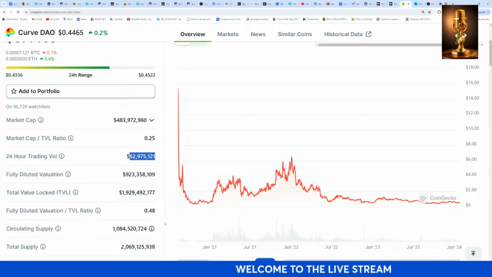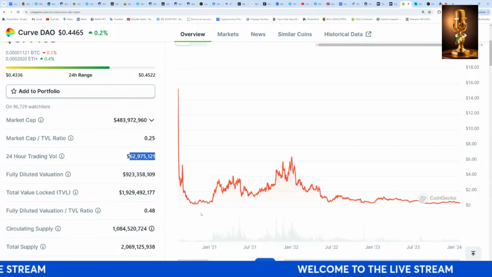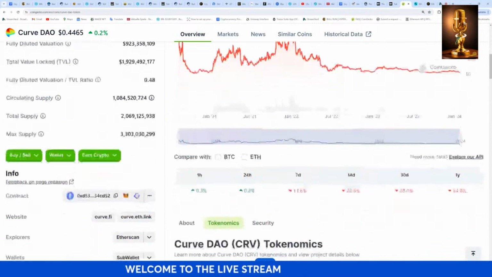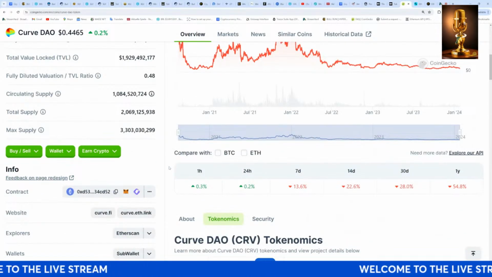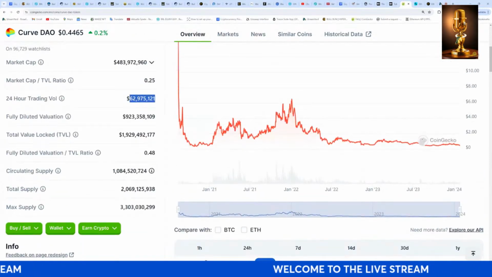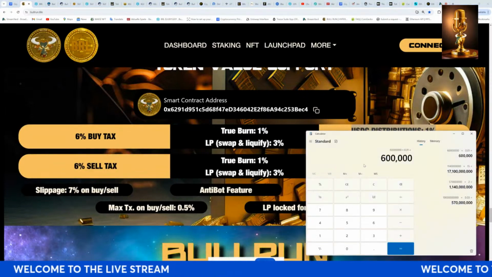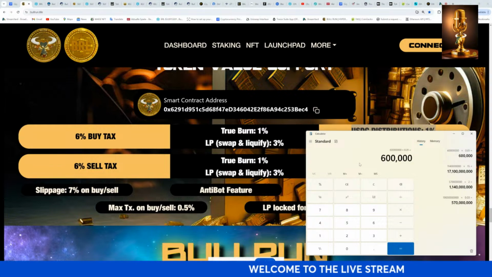So it's important to understand that we use the staking platform efficiently. And with the 62 million in volume, it's impossible to have a chart that looks like this if you have strong tokenomics. This is why tokenomics are very important, because you will incentivize those who are staking with 600,000 worth of USDC distributions, as we calculated here. This is very important, and your chart won't look like that.